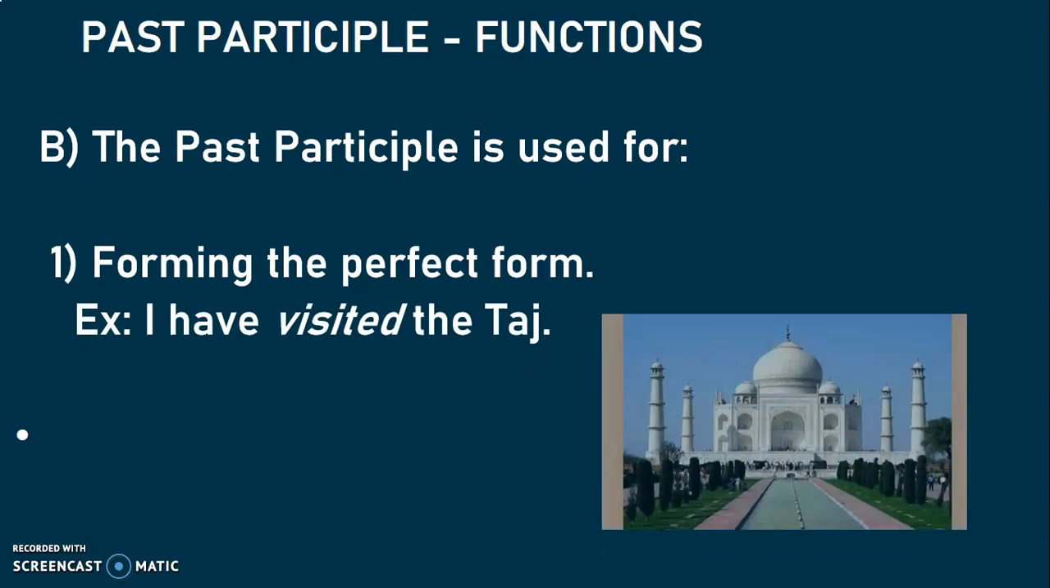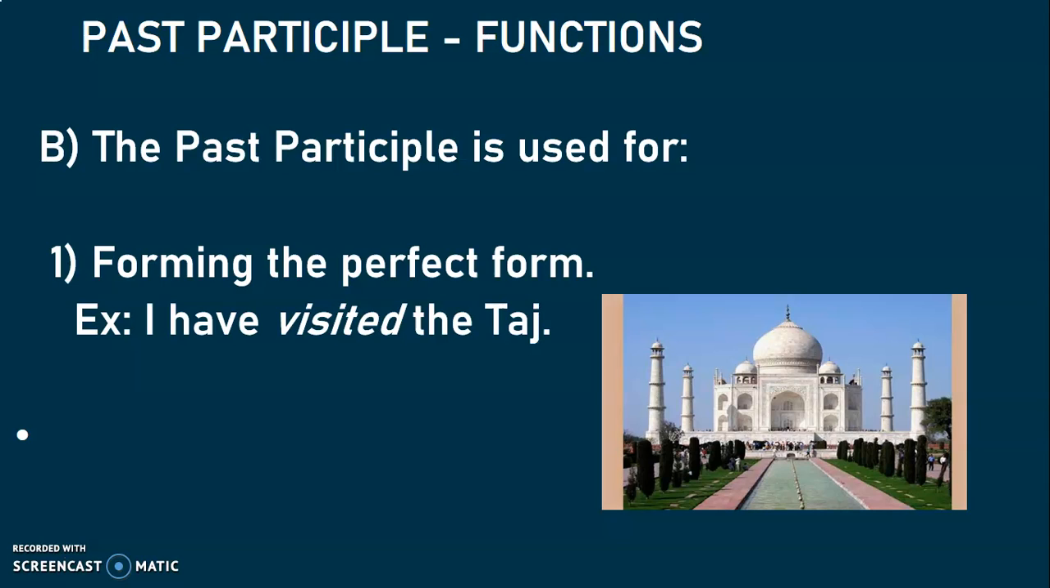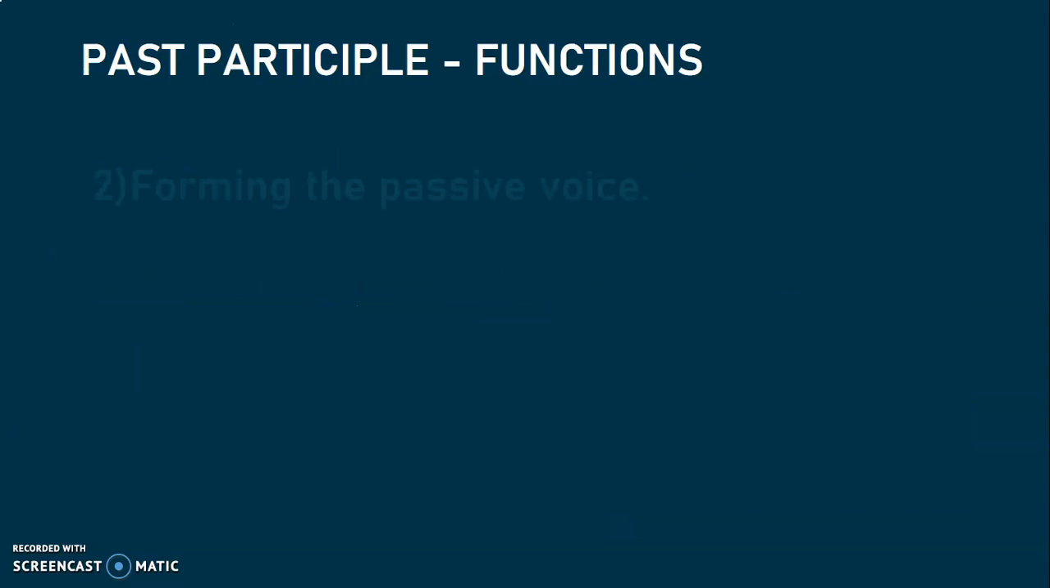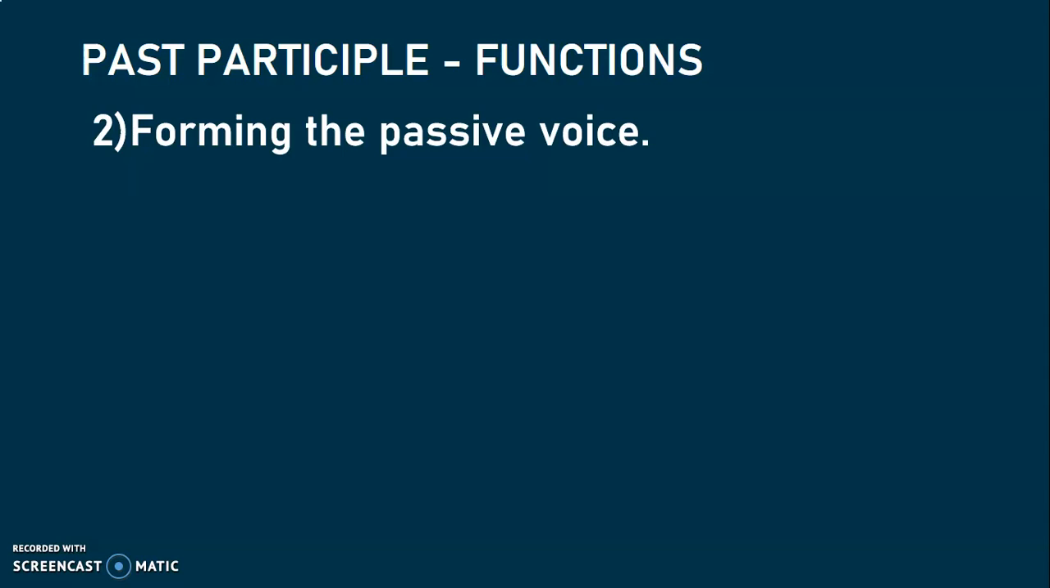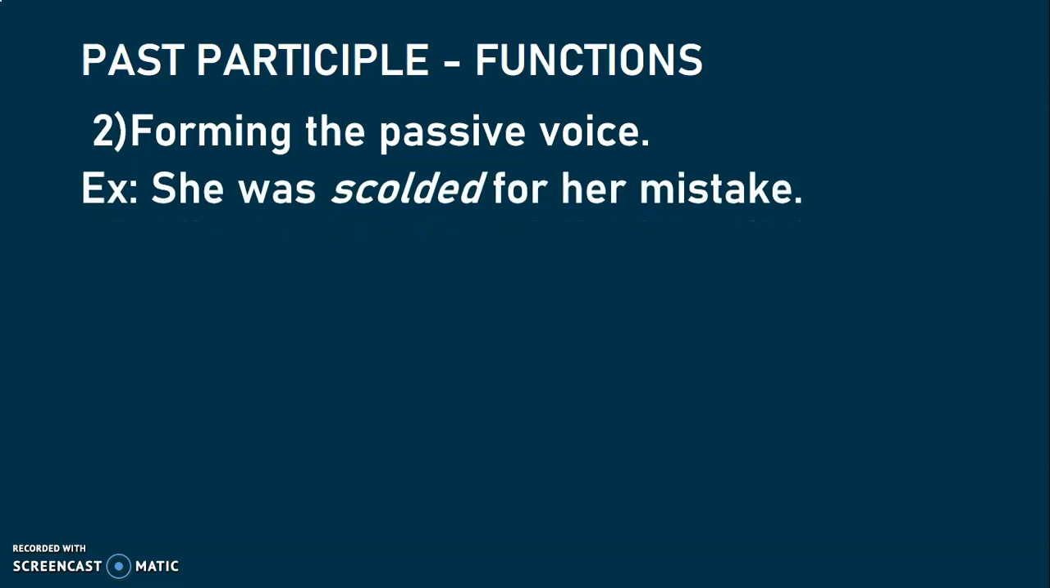I have visited the Taj. When you write have visited, it is the perfect tense, present perfect tense. Here we have used the past participle form of visit. The second use is, it is used in the passive voice. Whenever we change a sentence from active to passive, we use only the participle form of the verb with the helping verb or special verb.